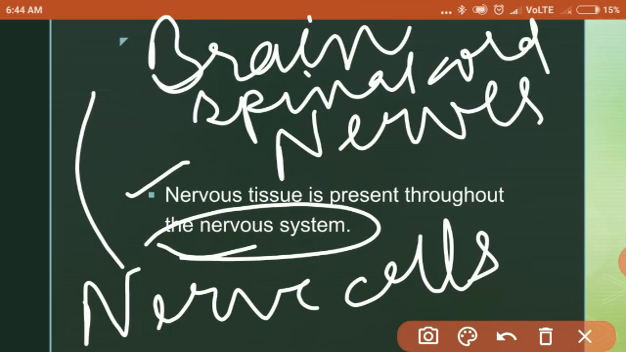So first revise the basic structure of nervous tissue again and enjoy your studies.